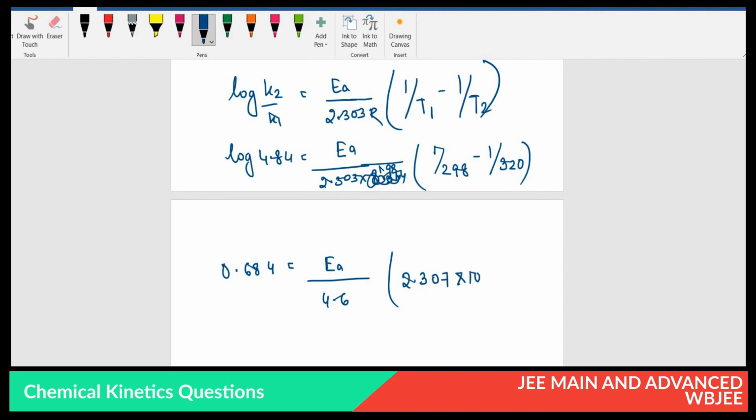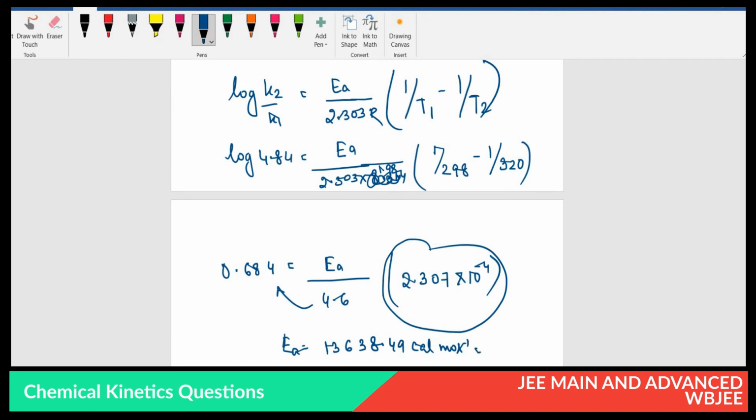Now, if I have made any calculation mistakes, do let me know in the comment section below. So, multiply this part and then divide this whole thing. EA will come out to be around 13638.49 calorie per mole. But the question is asked in kilocalories, so divide the answer by 1000. We'll get it as 13.6 kilocalorie. If that matches with any option, yes, it is option number B. So this is your question number 5. I hope the method of solving is clear. If there is any calculation error from my end, please tell me in the comment section for sure.